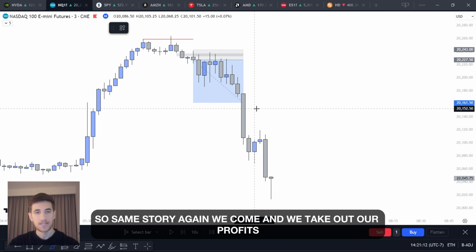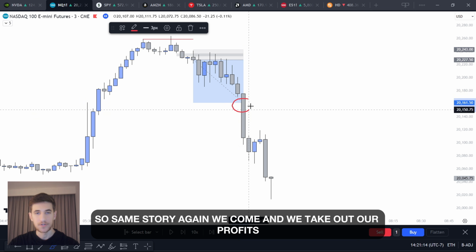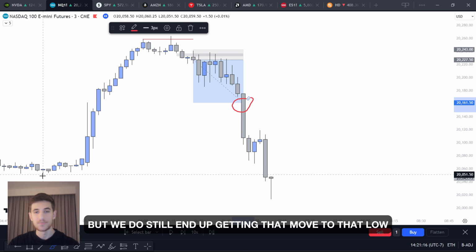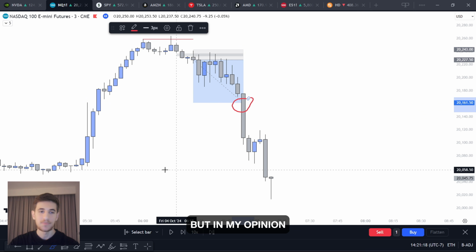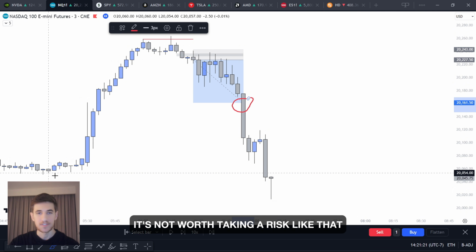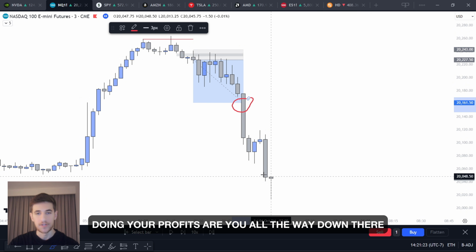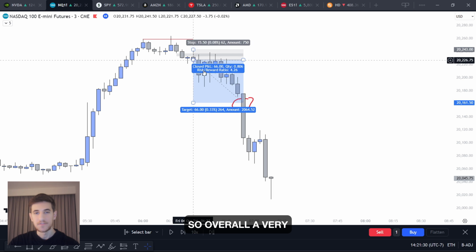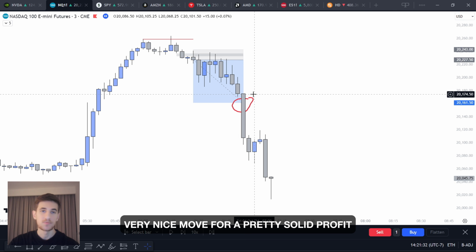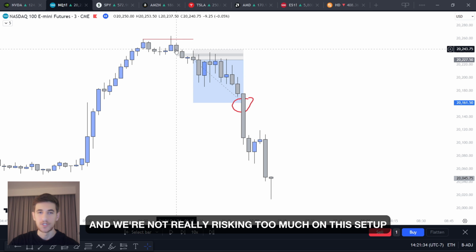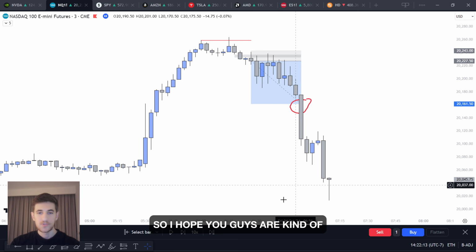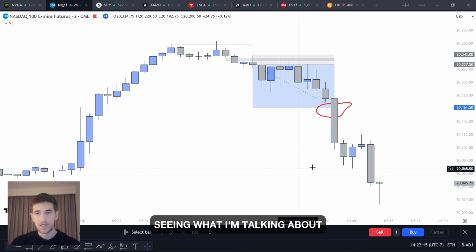So same story again, we come and we take out our profit target right here, but we do still end up getting that move to that low, but in my opinion, it's not worth taking a risk like that, placing your profit target all the way down there. So overall, a very nice move for a pretty solid profit, and we're not really risking too much on this setup right here. So I hope you guys are kind of seeing what I'm talking about with this setup.